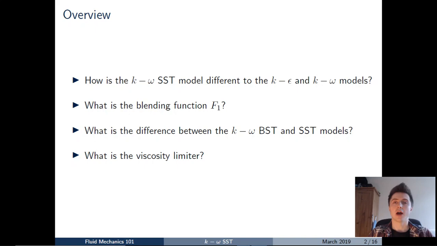Starting with an overview of what I'm going to talk about today: how the K-omega SST model is different to the K-epsilon and K-omega models. I'm going to look at what the blending function F1 is, and also talk about the difference between the K-omega BSL model and the K-omega SST model. I'm going to finish off by looking at viscosity limiters and what a viscosity limiter is.